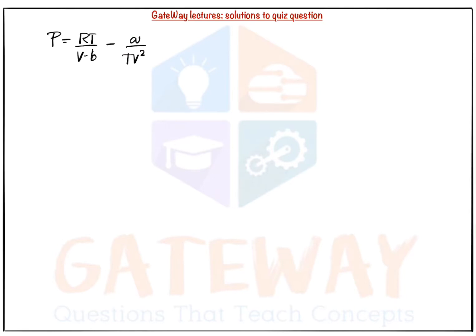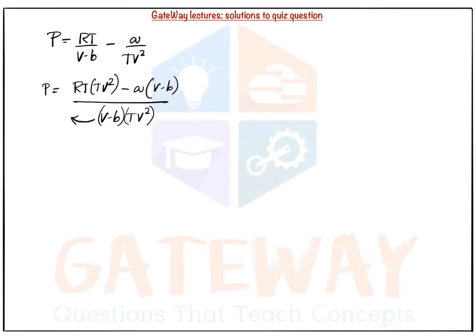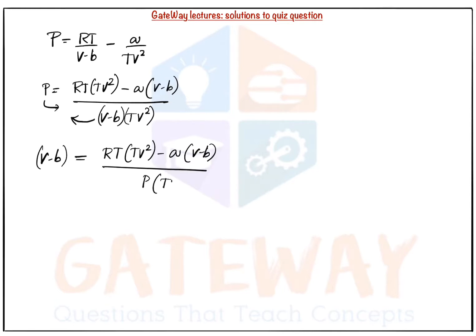Okay. From that, take LCM on the right hand side. So RT into TV square minus A into V minus B upon V minus B into TV square. From that, we'll send the V minus B to the RHS and P to the LHS. Then it is V minus B. Since we need to calculate V upon T, we should get a term V upon T from the given equation. So V minus B is equal to RT by TV square minus A into V minus B upon P into TV square.